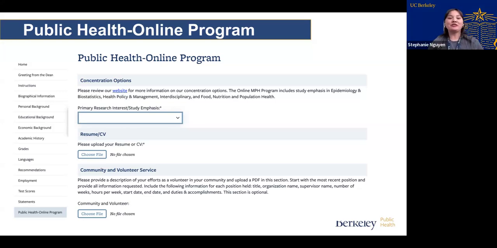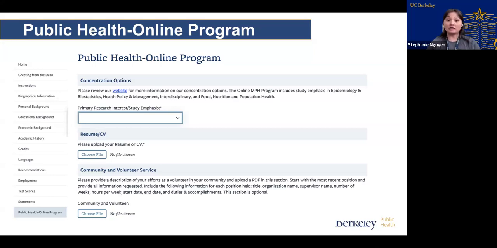Thank you. So moving to the public health online program, as I mentioned earlier in the instruction, when you choose public health online MPH, this will pop up, and this is really important because this is where you can choose your concentration, and this is specific to our program as it's a shared application system amongst all the graduate programs here. So on this page, you will choose your concentration under primary research interest or study emphasis.